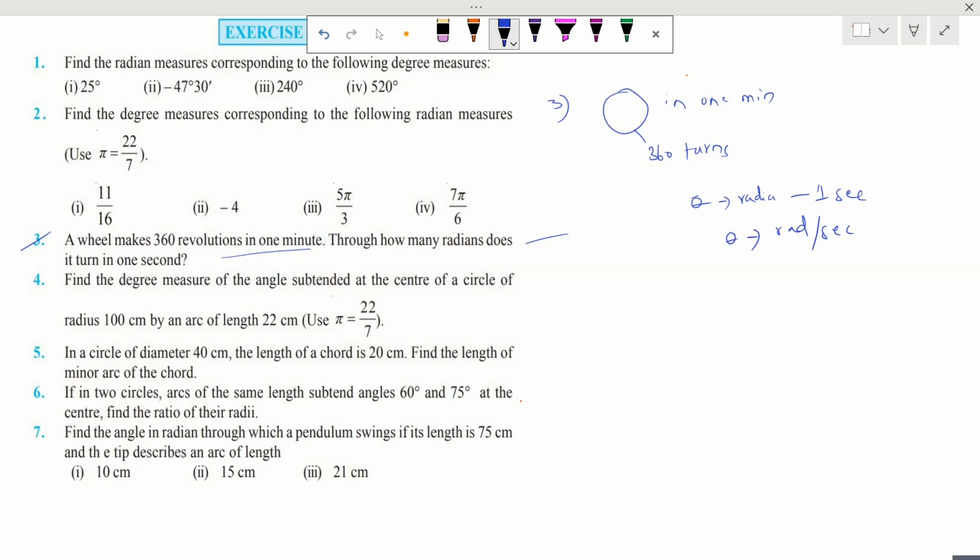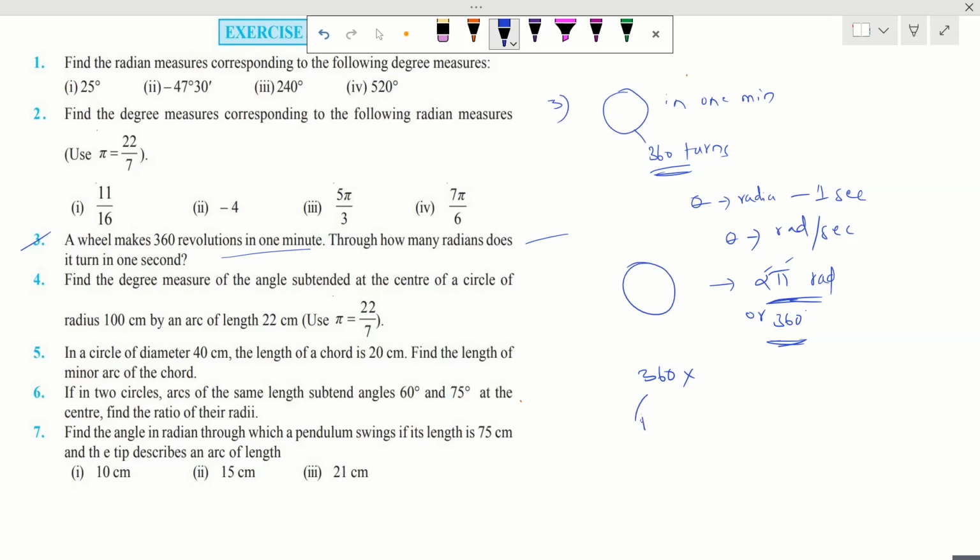We know that in one complete cycle, one revolution is 2 pi radians, or 360 degree. One cycle completes 360 degree or 2 pi radian. 2 pi means pi is 180, 2 into 180 is 360. So 360 degree or 2 pi radian is the same. Now there are 360 turns. 360 turns means what? 360 into 2 pi, so these are the turns.